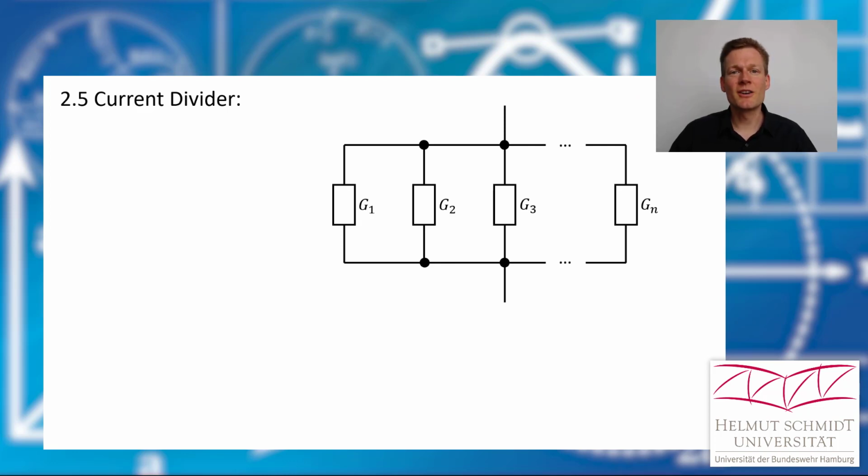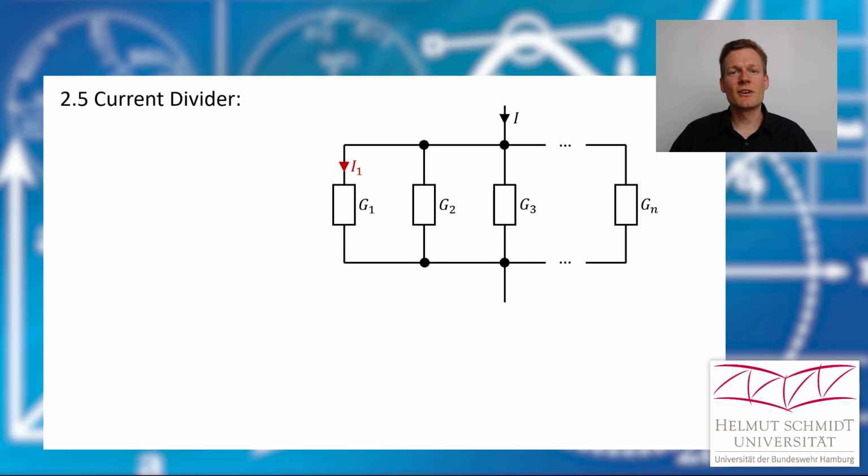We can use the current divider when we have a network of parallel connected resistors. Here I express them with their conductivities because it's more convenient for us. If a current flows into that parallel connection and we want to know the current flowing through a special resistor in that network, we can use our current divider rule. I will show you how it works.